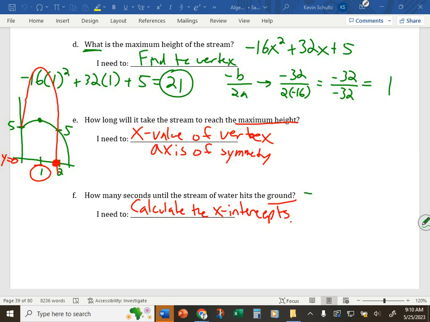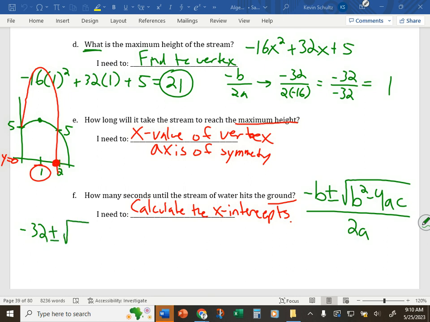Okay. Negative b plus or minus the root of b squared minus 4 times a times c, all divided by 2a. I know, right? This is so amazing. Negative 32 plus or minus the square root of 32 squared minus 4 times negative 16 times 5, all divided by 2 times negative 16.